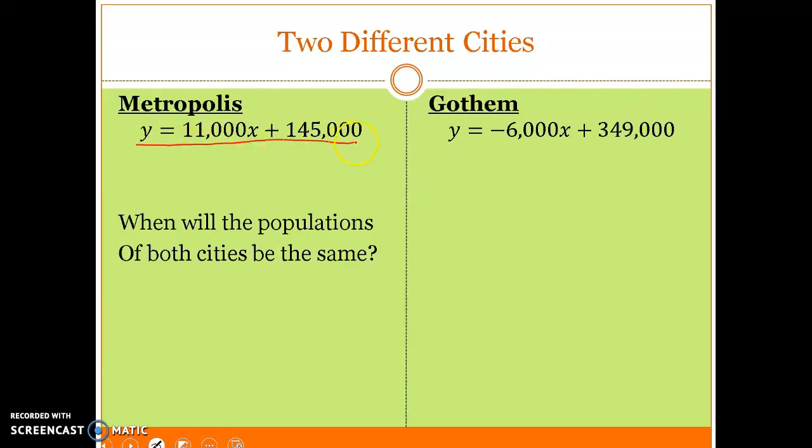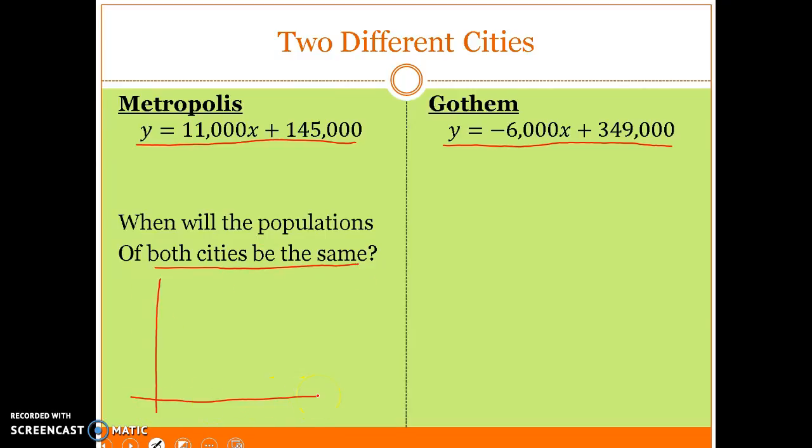And so those are the populations of the two cities. We have these two equations. One for Metropolis that's growing at 11,000 people per year, but it's pretty small, 145,000. Gotham is losing 6,000 people per year, but it's pretty big, 349,000 people. So here's our question. When will the populations of both cities be the same? Well, one way we could solve this question is by graphing it.